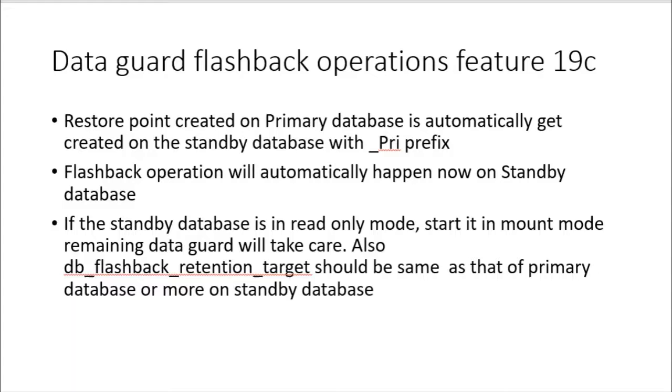The next feature in 19C DataGuard is flashback operation. Flashback operations now on 19C DataGuard, especially Active DataGuard, will automatically happen on the standby database also. We need not do any manual operation on the standby database as we did in versions before 19C. Any restore point created on the primary database is automatically created on the standby database. We will be able to see them with the _PRI prefix.